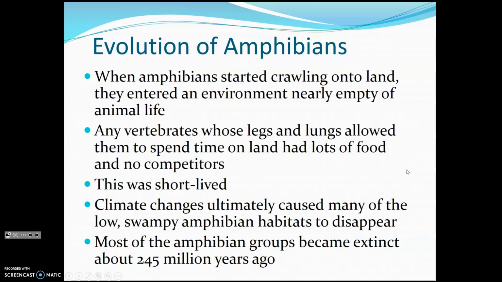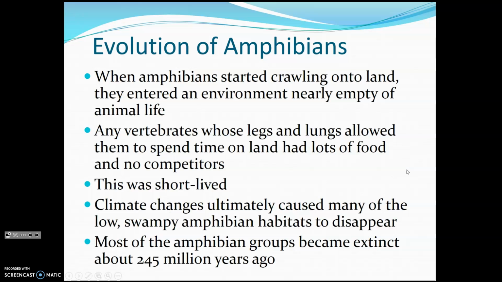So normally we can see that as one animal group dies out, it leaves space for another one to be able to thrive. And so if we're looking at the complex evolution of amphibians, we see that they had completely come onto land with limited populations of other organisms. They had a lot of food, very little competition.